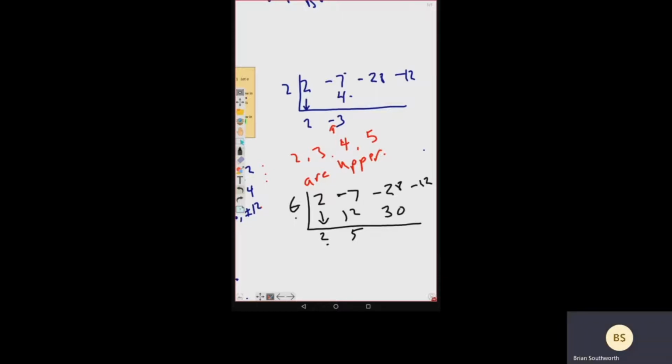Minus 28 plus 30 is 2. 2 times 6 is positive 12, which gives a 0. Are there any negative signs here? Plus 2, plus 5, plus 2, and 0, for the purpose of this situation, could be either positive or negative, so this could be positive. So 6 is an upper bound.